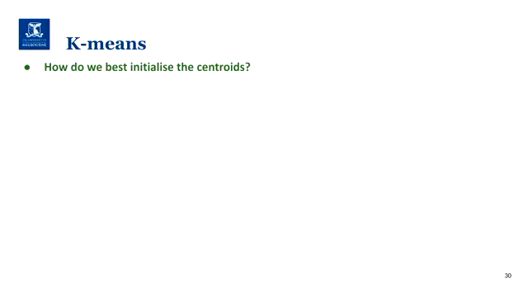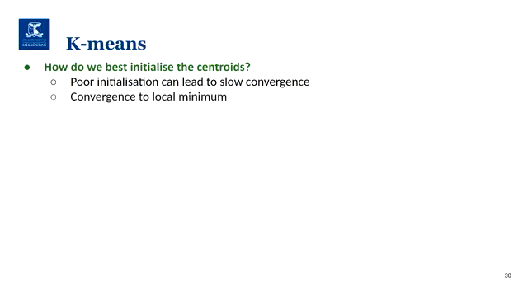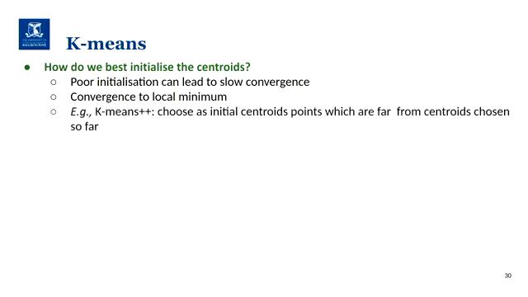So one of the questions for k-means is how do we best initialize the centroids? And there have been different approaches to try to improve k-means. Poor initialization can lead to slow convergence, so taking a longer number of iterations to converge, and converging to a local minimum instead of the global one. For instance, there is one algorithm called k-means plus plus that tries to improve that in the way we choose the initial centroids.